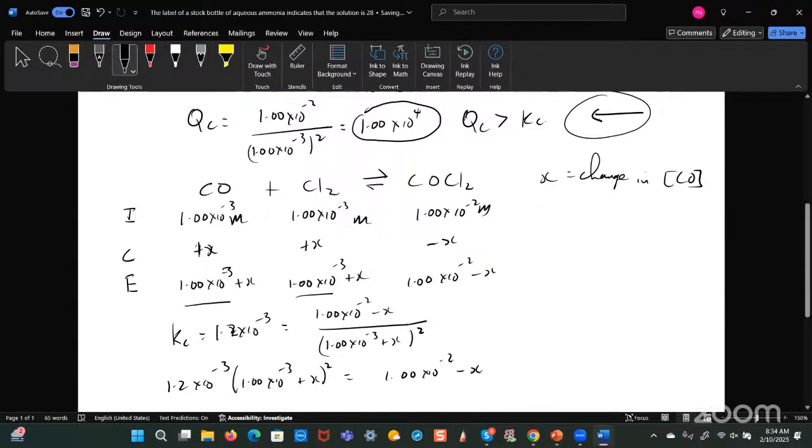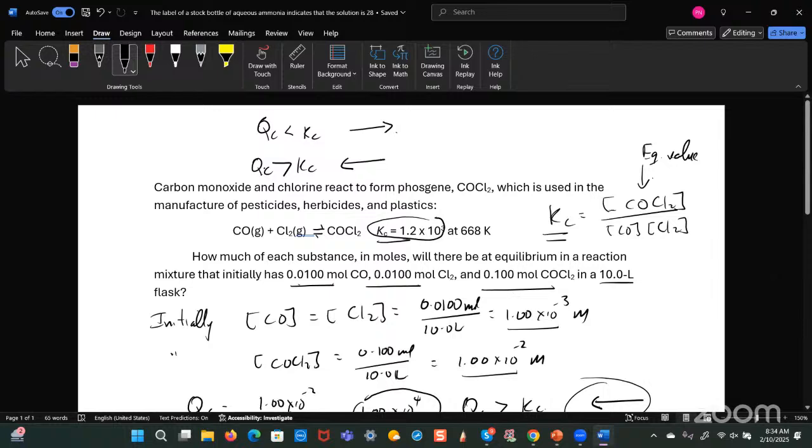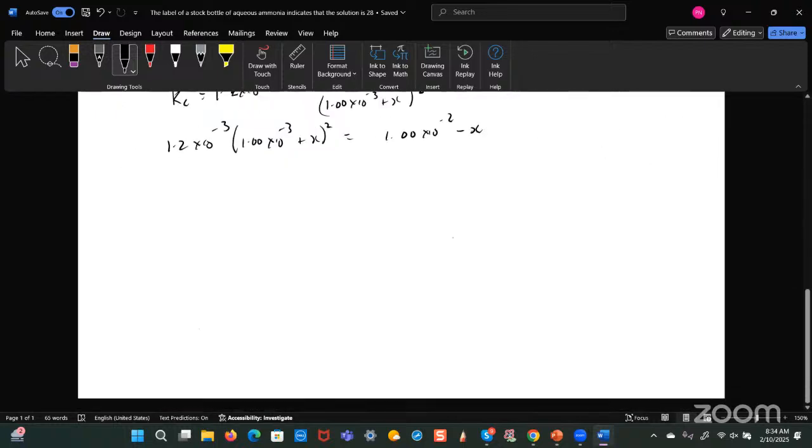Shouldn't the Kc value be a positive and not a negative? Shouldn't the Kc value be what? A positive 3? 1.2 times 10 to the positive 3. Oh, yes. Thank you for pointing that out. So this should be plus 3 here, okay?